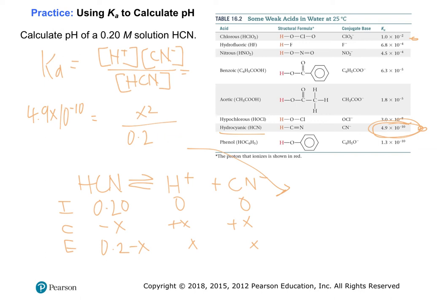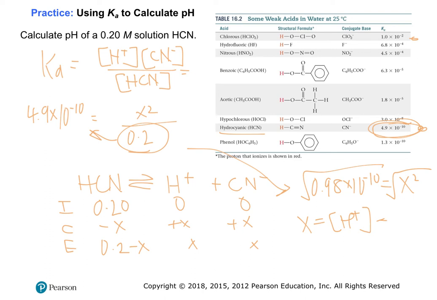There we go. And we're going to just solve for x by bringing up 0.2. And when we do that, we get 0.98 times 10 to the negative 10 equals x squared. So we're going to square root the whole thing. And we get the hydrogen concentration, which is x, equals 9.9 times 10 to the negative 6 molar. So if we want to find pH, we're going to take the negative log of that. When we take the negative log of 9.9 times 10 to the negative 6, we get 5.0.